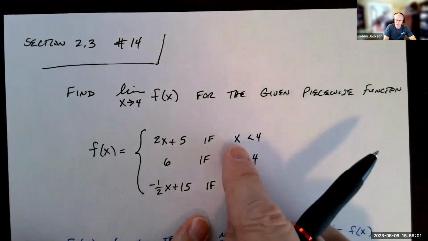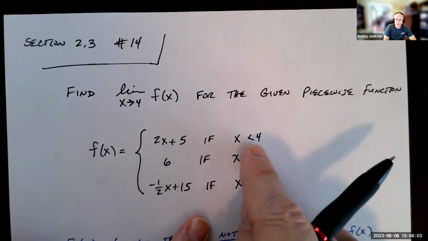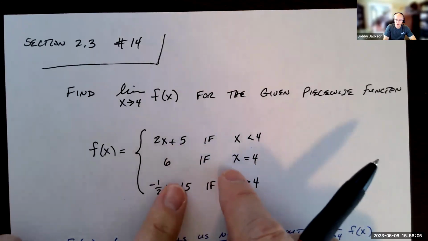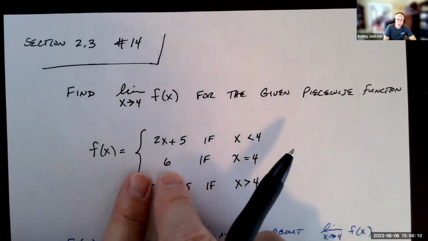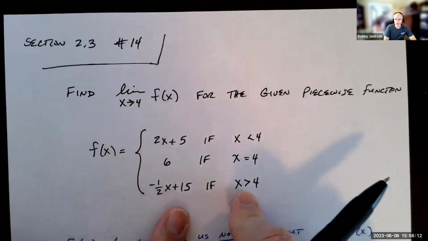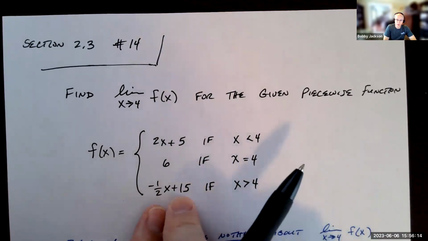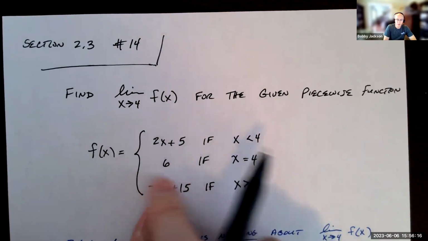So in other words, if the input x, the domain value, is less than 4, we use this expression. If the value of x is equal to 4, we use this. In other words, if we plug in x equals 4, the output's going to be 6. If I plug in an input greater than 4, we use this rule. That's what this piecewise defined function is. We can actually graph this.